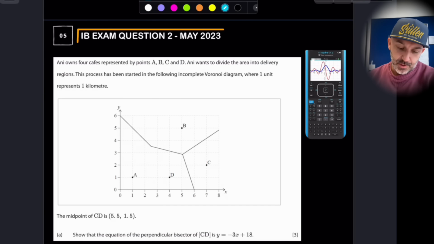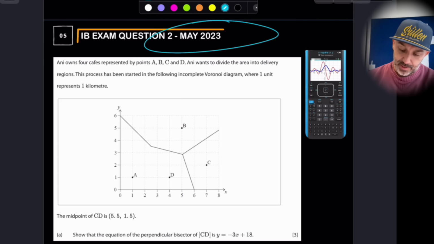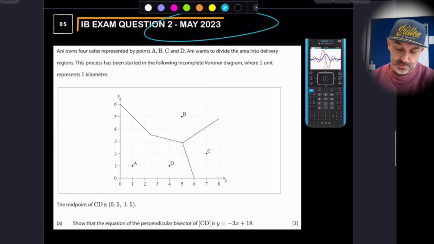Okay, so we are going to go through an IB exam question. This one featured in May 2023. It was standard level AI, and you will need a calculator later on, possibly for NSolve or simultaneous equations. So let's have a look.